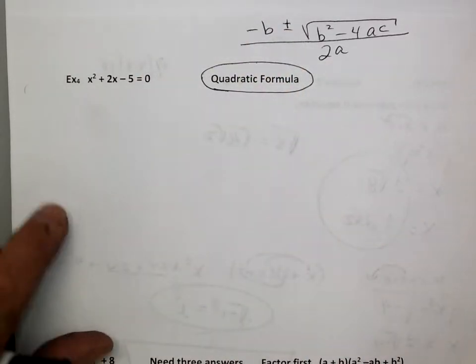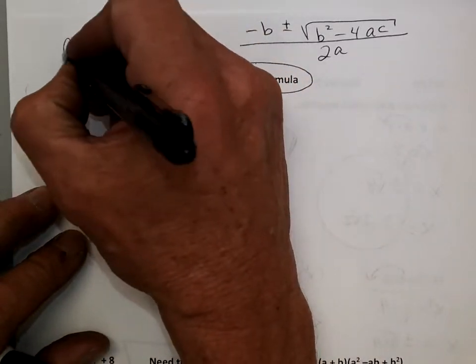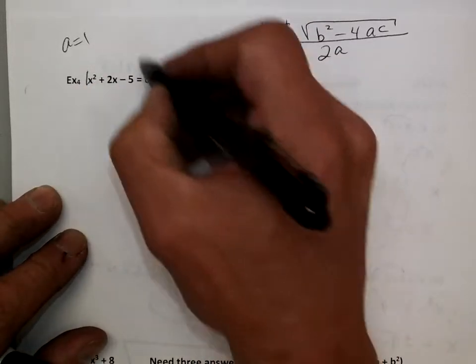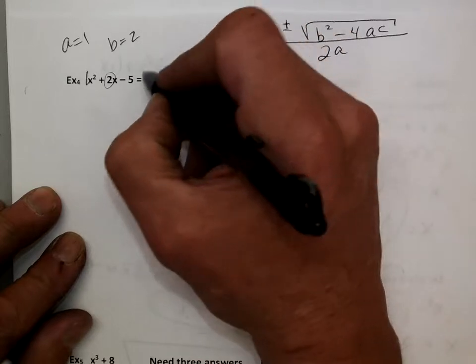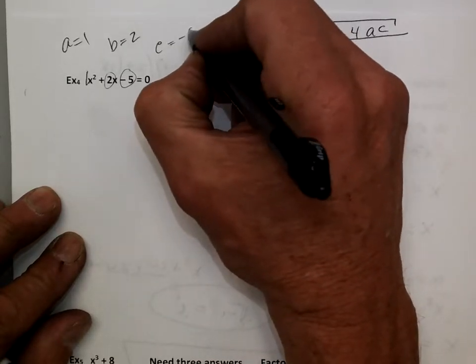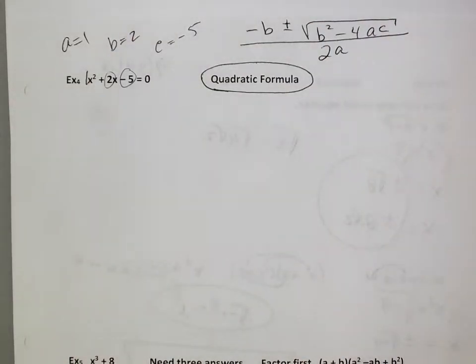So, here's what we got. We have a is 1, b is 2, and c is negative 5, okay? All right. Hunter, are you taking notes with us? Of course you are. Thanks, Hunter.